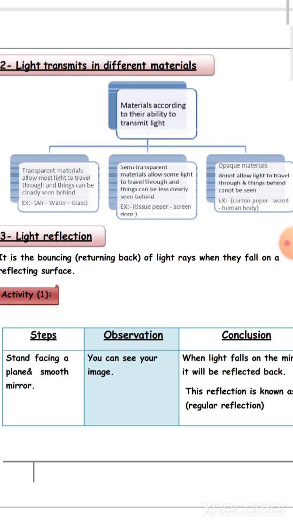And we have two types of reflection. If I put in front of you a mirror and a book, can you see your image in the book and mirror, or only in the mirror? Only in the mirror. Why? Because this is a type of reflection called regular reflection. So the type of reflection where you can see your image is called regular reflection.